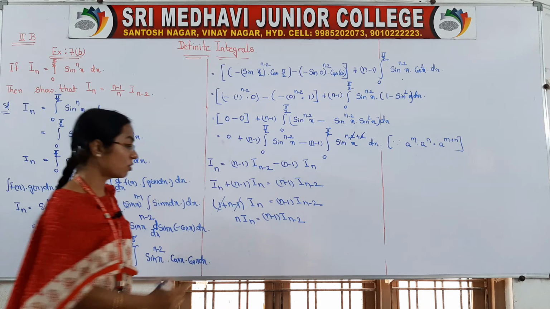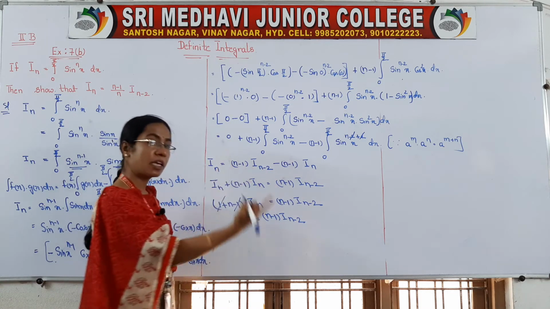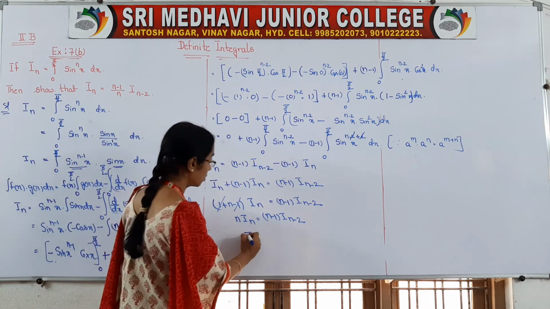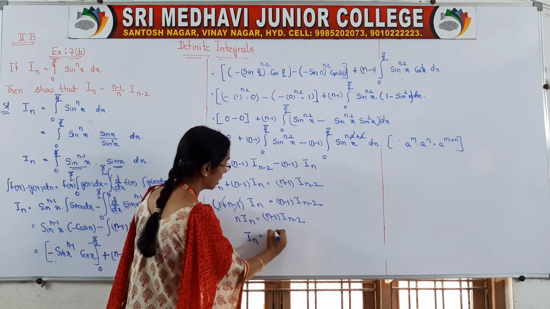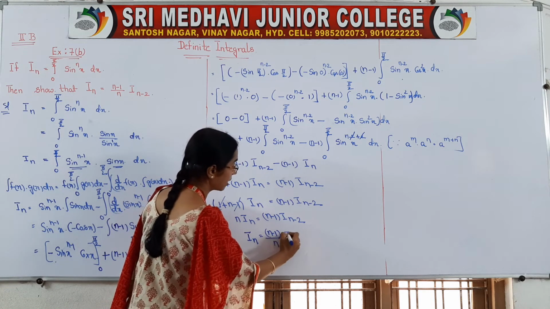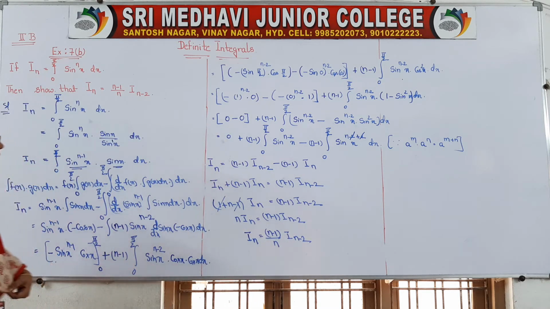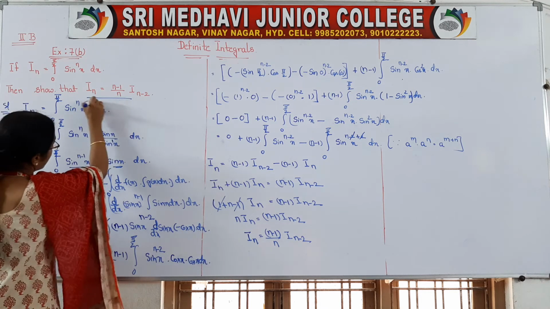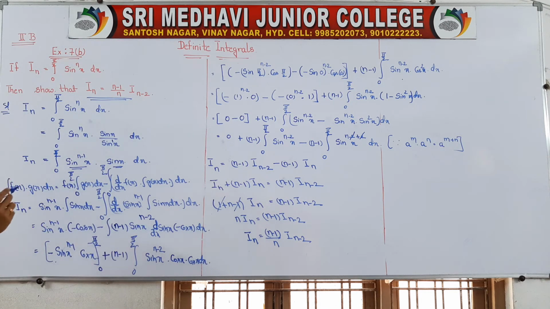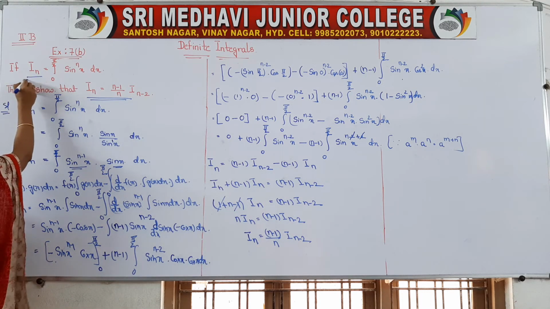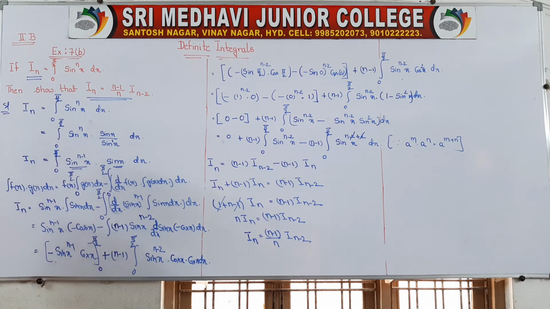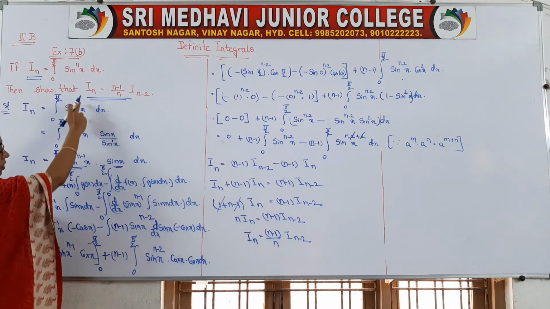We want the In value. So here n is multiplying. If you send that to the other side, it divides. So In is equal to (n minus 1) by n into I(n minus 2). Okay, so this is the answer. Show that In is equal to (n minus 1) by n into I(n minus 2) is the answer. So how do we have to prove? First you consider, it is given in the question, In is equal to. So you take In is equal to integral 0 to pi by 2 sin to the power of n x dx.